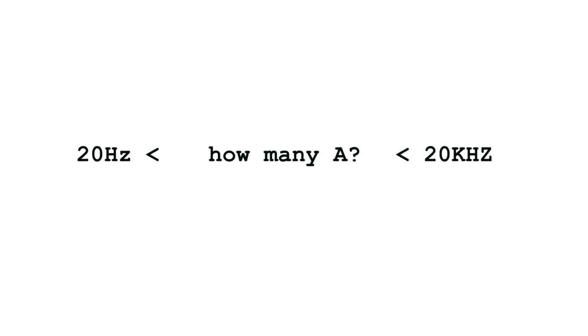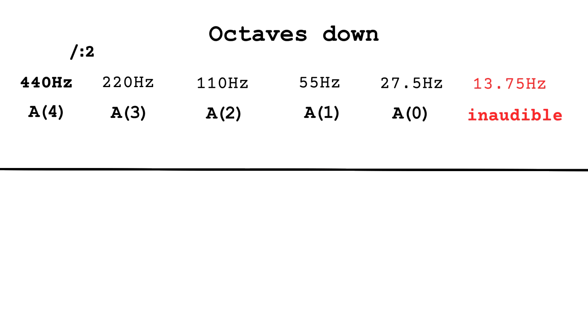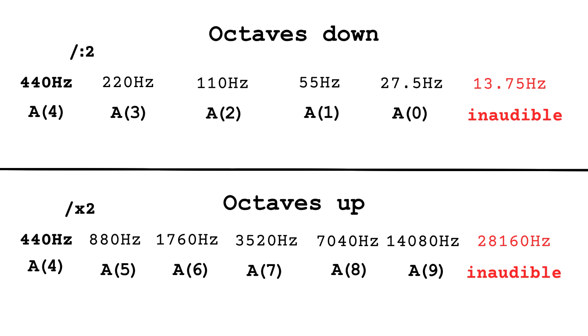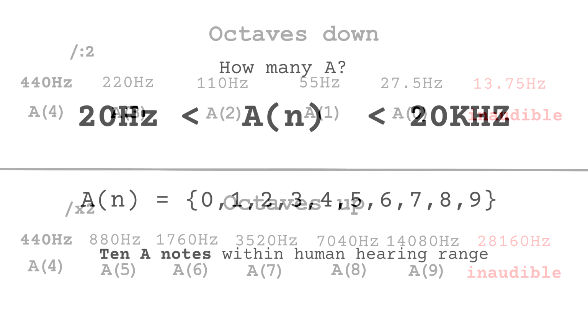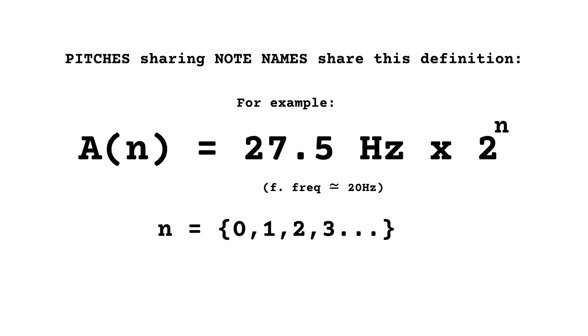How many exactly? Let's say we call 440 Hz A. Then we can divide by 2 as many times as needed to get close to 20 Hz, and on the other hand, multiply by 2 as many times as needed to get close to 20,000 Hz. Then for this definition of the A note, there are 10 pitches available in the hearing range, so all these A notes share this definition.